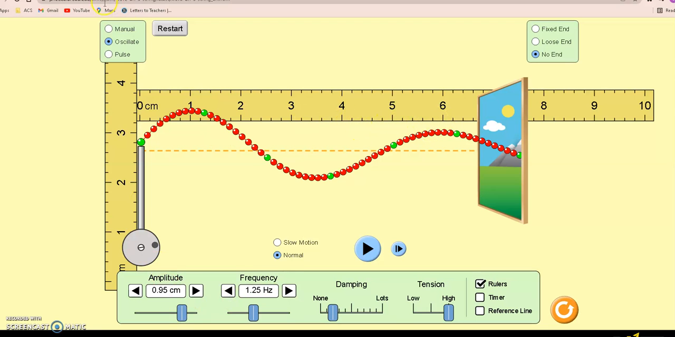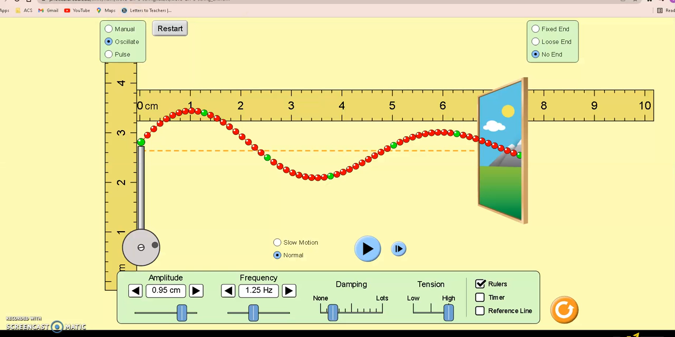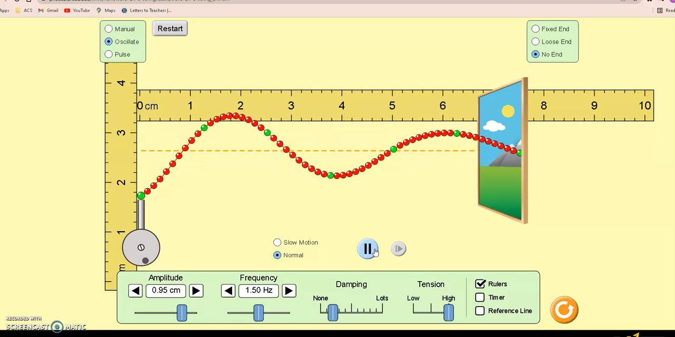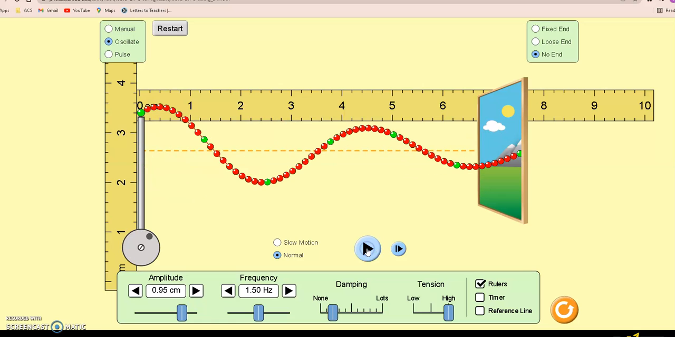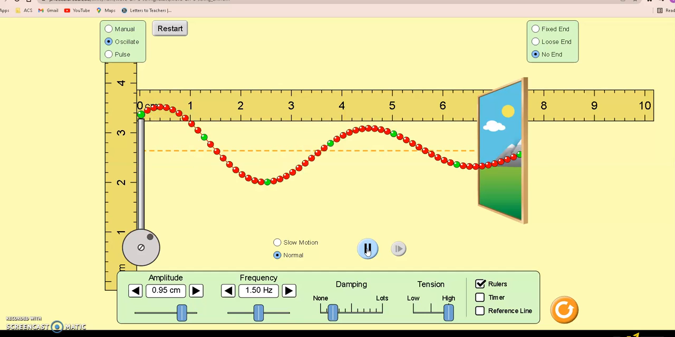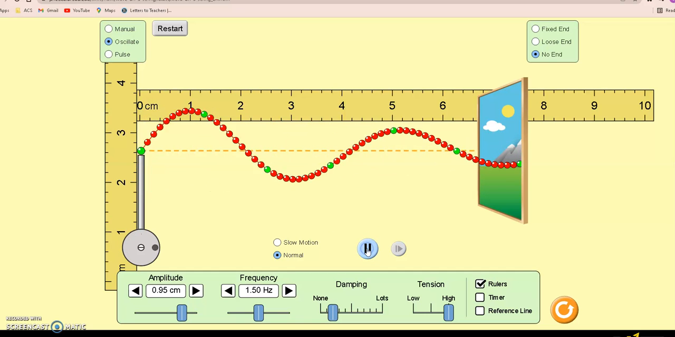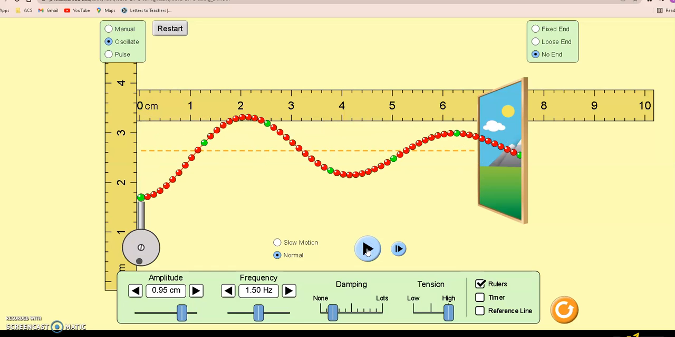Okay, then the next frequency is 1.5. So let me go to 1.5. Okay, and then I'm going to start the waves going again. And I want to pause it where I can make a good measurement. Sometimes it might take several chances to get it to where it's easy to make a reading there.